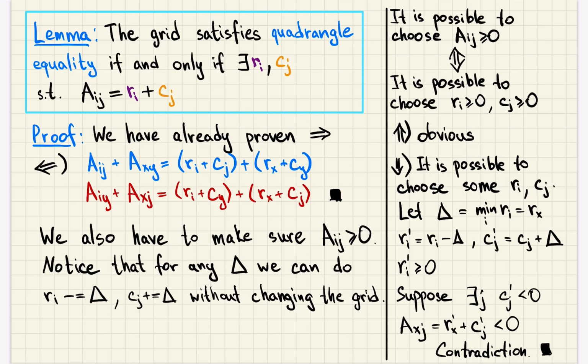And it looks like we should be able to put both of them non-negative, and this is just a simple argument to verify that. Important thing to notice is that for any number delta, we can subtract it from all r's and add it to all c's, and that will not change any element in the grid, because the element in the grid is ri plus cj, and so we decrease this by delta but increase this by delta, so it's like minus delta plus delta. That doesn't change the element.